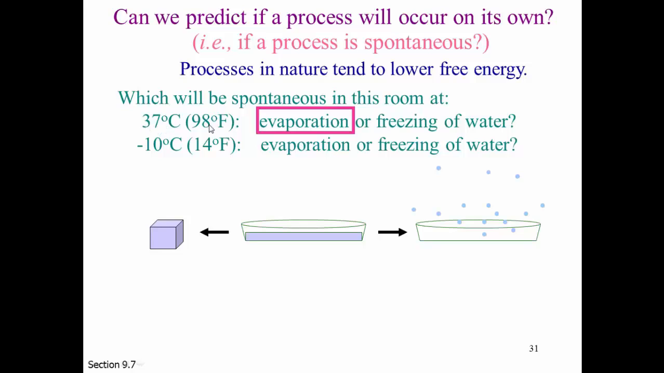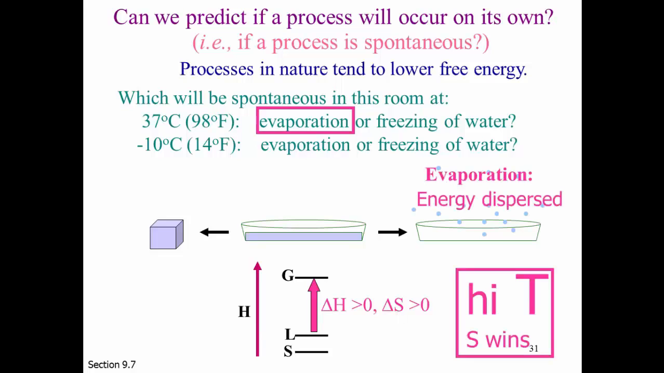Hopefully you realize that at high temperature, evaporation of water is likely to occur. Why is that? Well, think about evaporation of water. It's from liquid to gas. So that means delta H is positive, delta S is positive. When does positive, positive become spontaneous? At high temperature. So at high temperature, the delta S term becomes important, which means delta G is negative and evaporation occurs. What about at minus 10 degrees Celsius?